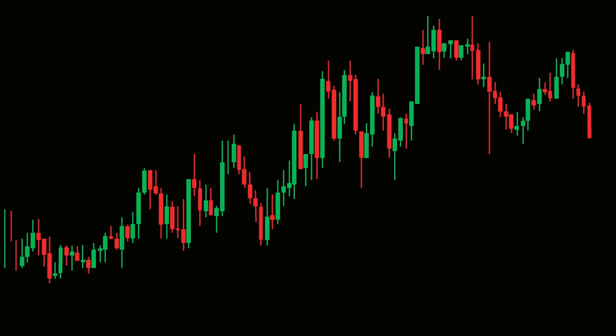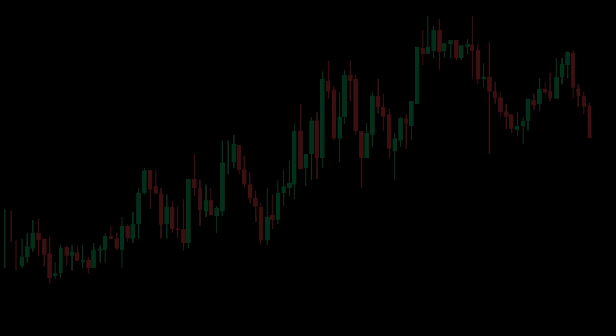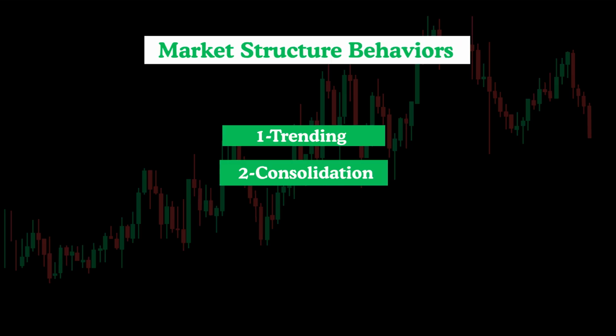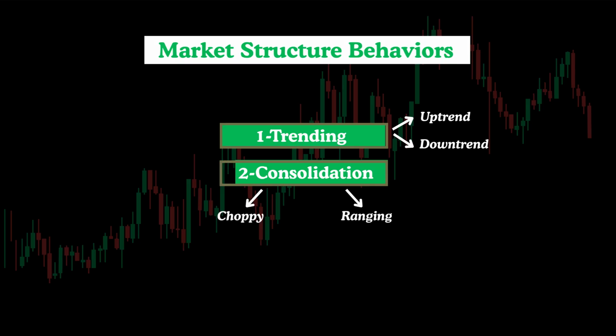Welcome back, traders. Let's dive right into the general behavior of market structure. The driving forces behind price action can be narrowed down to two core elements that repeatedly dictate directional movement. Trending, consisting of both uptrends and downtrends, and the consolidation phase, such as a ranging or sideways market.